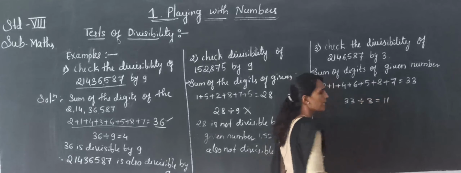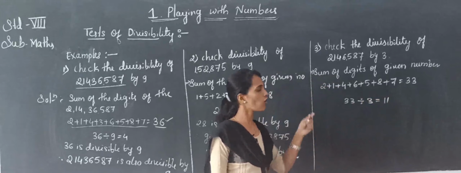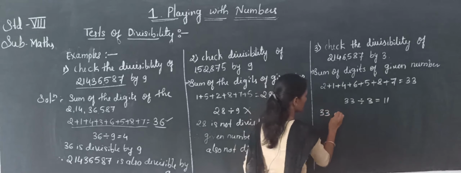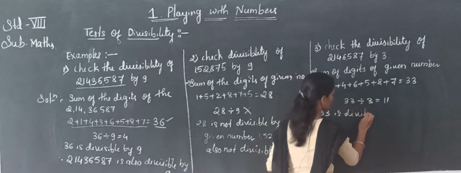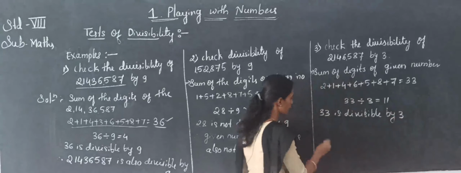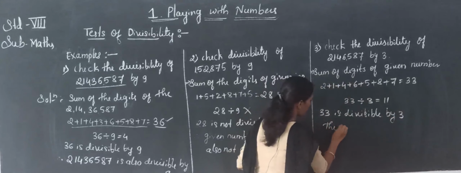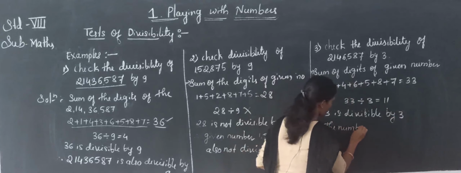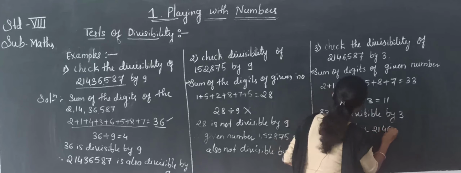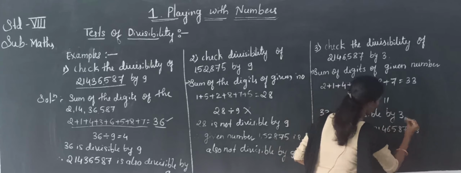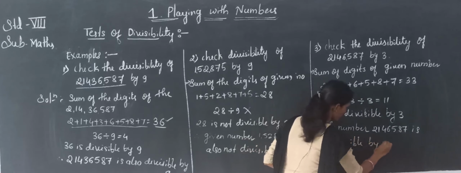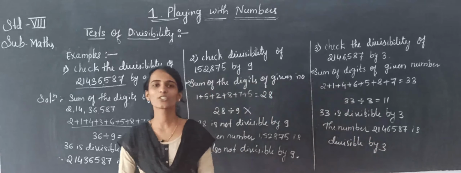It will be divisible, 11 3s are 33, or 3 11s are 33. So if 33 is divisible by 3, therefore the number 21,46,587 is divisible by 3. So these are the tests of divisibility.